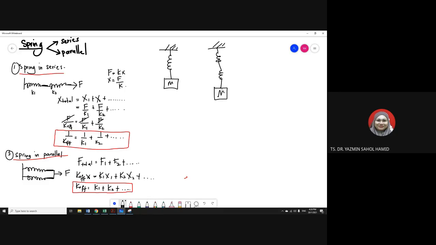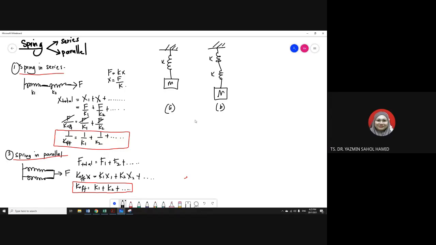Now based on this example, let's say this is the stiffness K, K effective. The picture you see has two pictures, let's say picture A and picture B. Is picture A spring in series or spring in parallel? Series. Yes, this is spring in series.